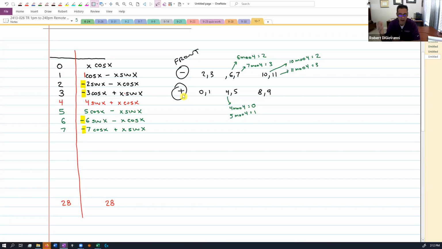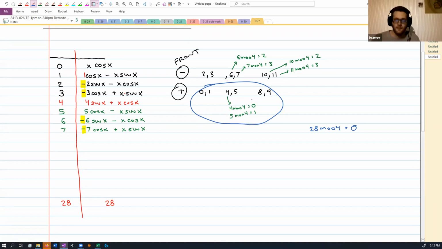We are doing the 28th derivative, right? So what would 28 mod 4 be? 0. 28 divides evenly, 7 times, right? So no remainder, which means it should be like these guys, which means this should be a plus in front.